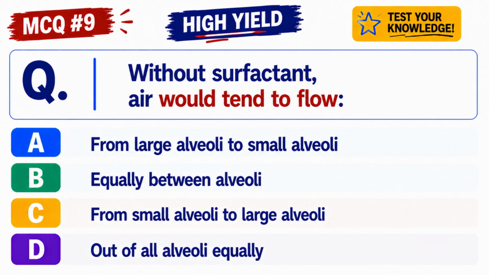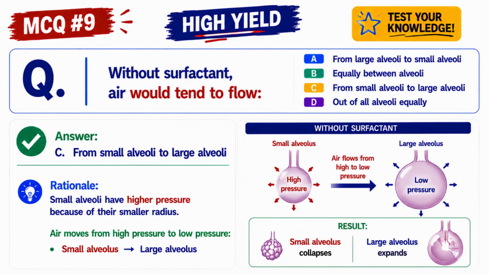Question 9. Without surfactant, air would tend to flow. A. From large alveoli to small alveoli. B. Equally between alveoli. C. From small alveoli to large alveoli. D. Out of all alveoli equally. The answer is C. From small alveoli to large alveoli.